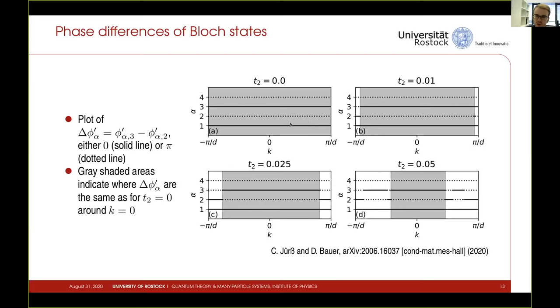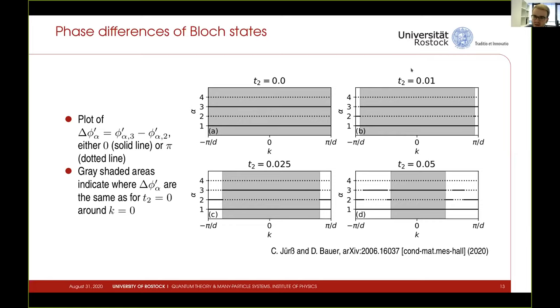Or if you wish to look at the Bloch states themselves, this means the Bloch states here at this site, alpha equals one, are positive or negative, or better, the multiplication of both of them, corresponding to the bands. And you see at T2 equals zero, this is constant over the whole Brillouin zone, and there is no flip of this phase difference at one certain site.